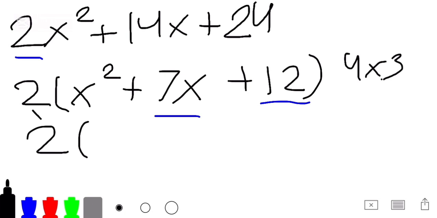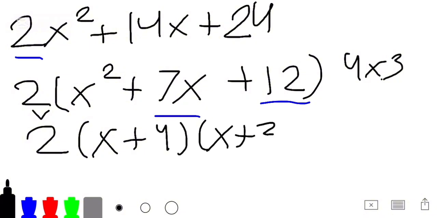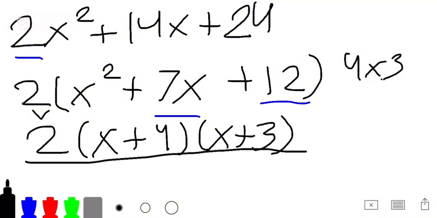So here's what we do. We bring down the 2, we don't forget about the 2, and then our final answer would just be 2 times x plus 4 and x plus 3. Again, the order you put the binomials in doesn't really matter, so it can be x plus 3 times x plus 4, but this would also be an acceptable answer.